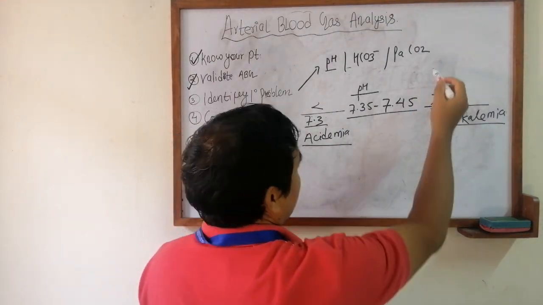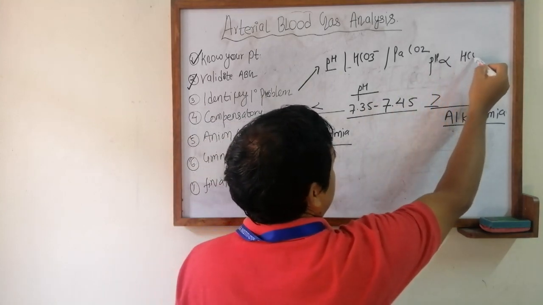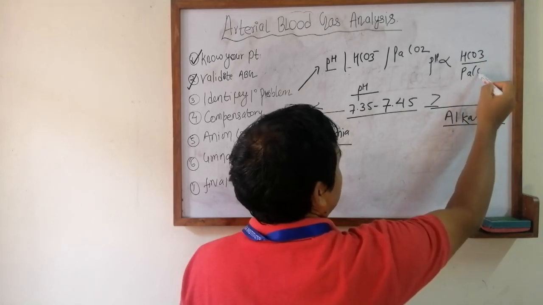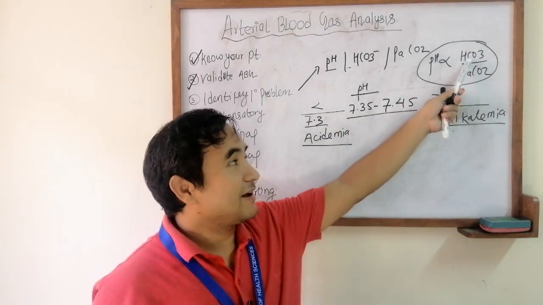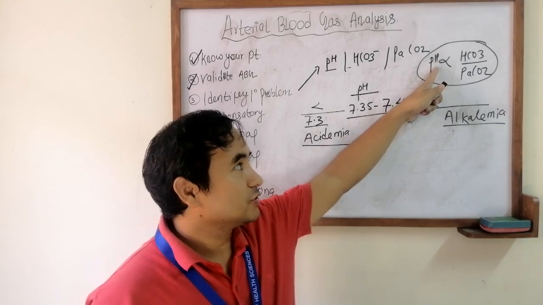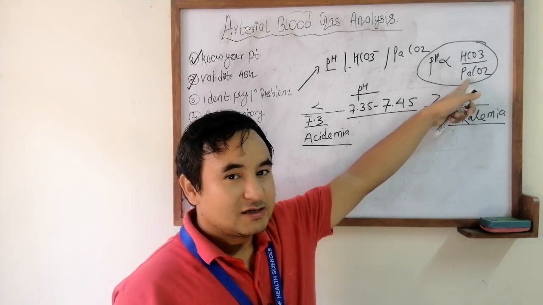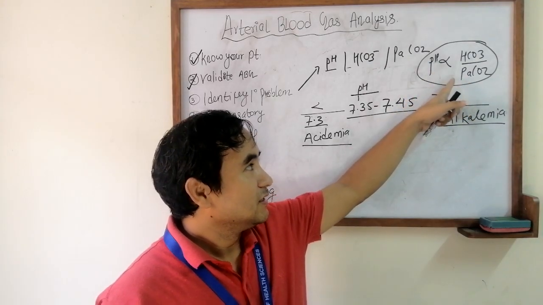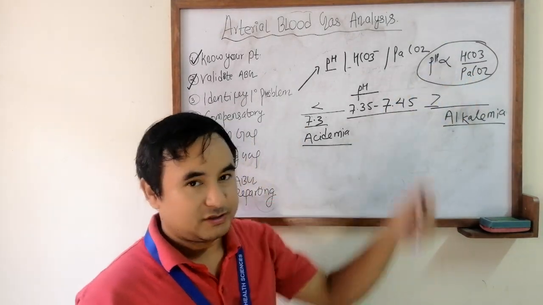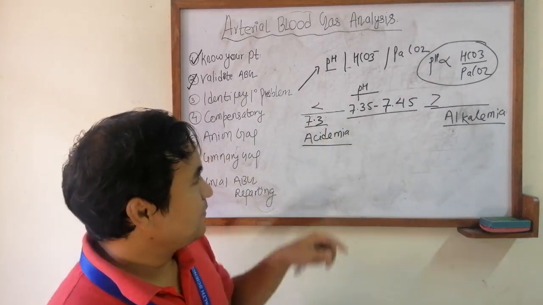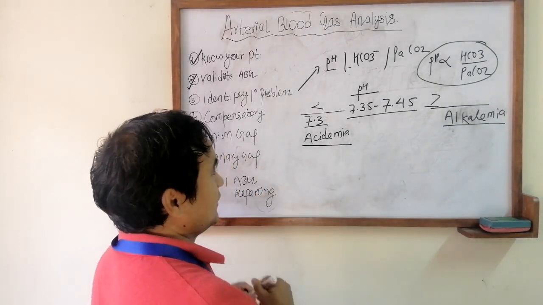One is, as we already know, pH is directly proportional to the HCO3 and inversely proportional to the partial pressure of carbon dioxide, as per the Henderson-Hasselbalch equation. So increase in bicarbonate will increase your pH, decrease in bicarbonate will decrease your pH. Increase in carbon dioxide will decrease your pH. Decrease in partial pressure of carbon dioxide will increase your pH. So if there is a decrease in pH less than 7.3, there can be two conditions.